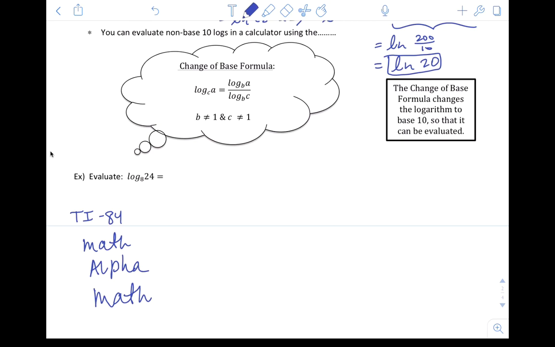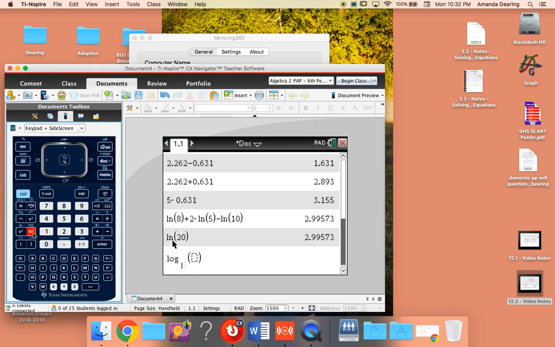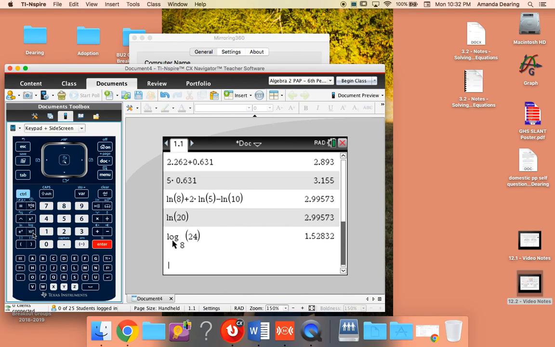That is Math, Alpha, Math, and that gives you the cute little logarithm you can just type in. You could just type in the 8, type in the 24, hit enter, and it gives you the correct answer, the correct exponent for what you're doing, because that's log base 8. Remember, that's equaling an exponent. Well, if you have an Inspire, like we have, at least on my computer, that was Control, 10 to the x. And then you could type in your 8 and your 24. Apparently the answer to that is 1.528.